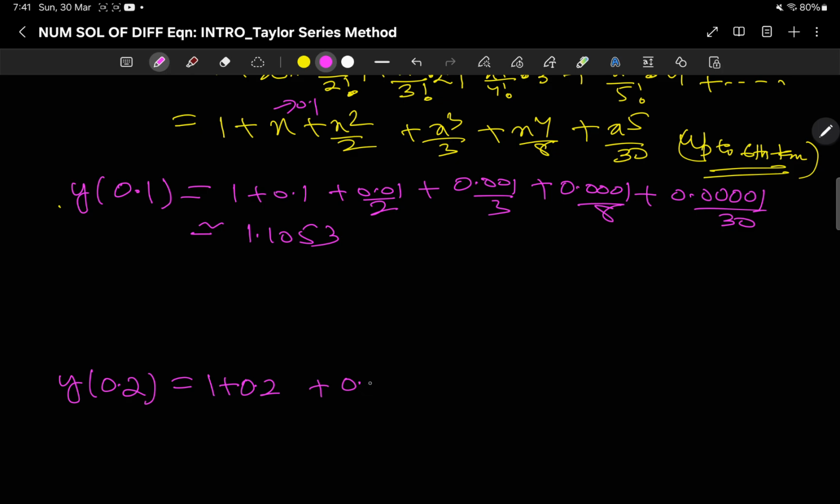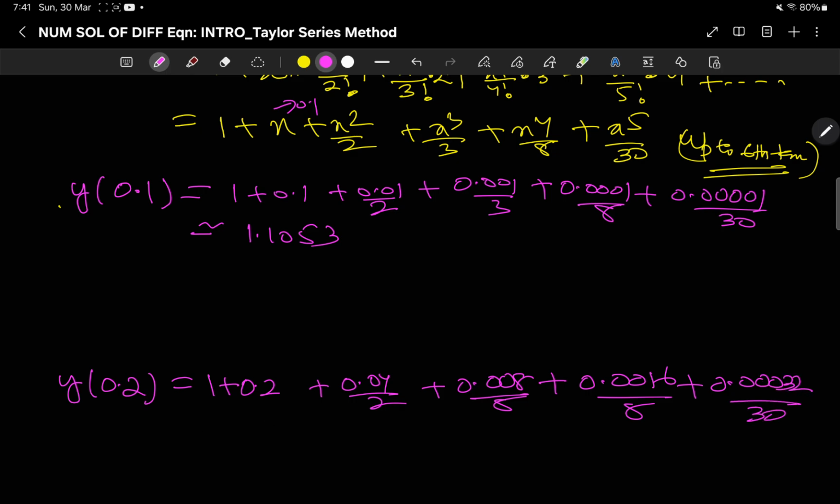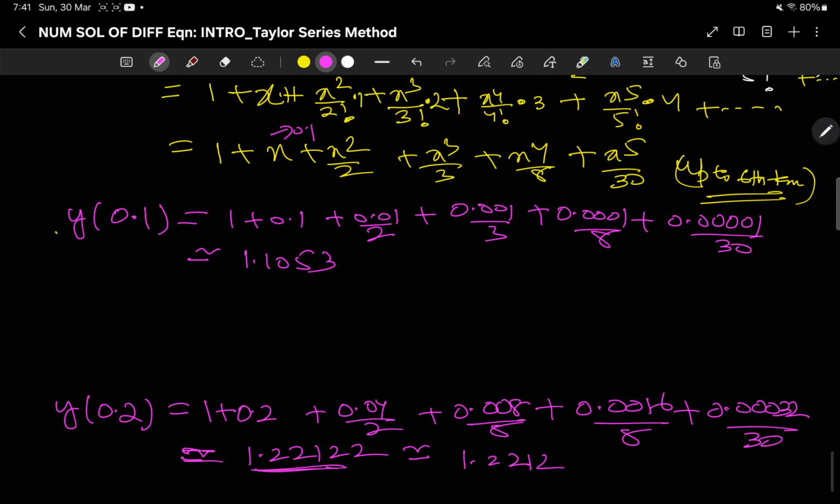And accordingly my y of 0.2 will be, I substitute x is equal to 0.2 here, 1 plus 0.2 plus 0.04 by 2 plus 0.008 by 3 plus 0.0016 by 8 plus 0.00032 divided by 30. If I simplify it, it will give me 1.22122, and up to the fourth term, it will be my 1.2212, right. So up to 4 decimal places, clear.